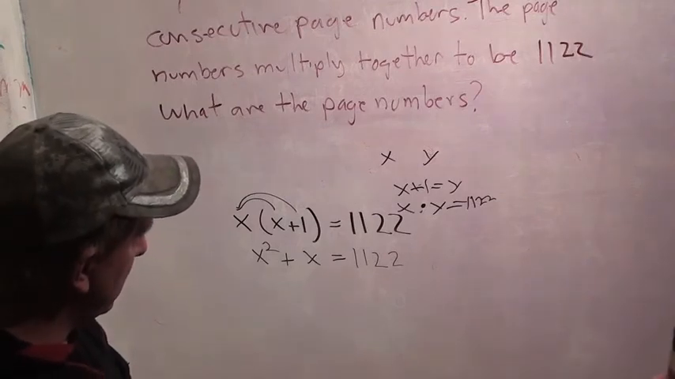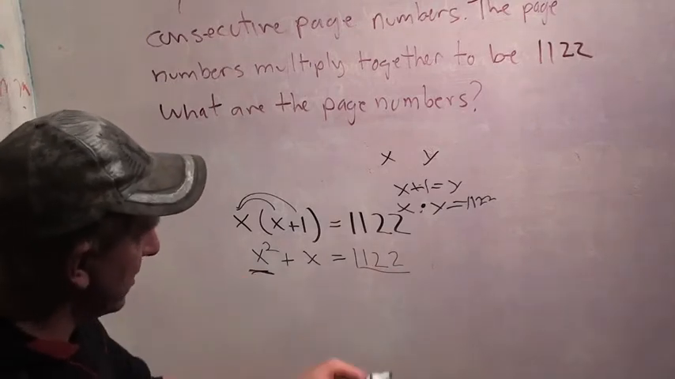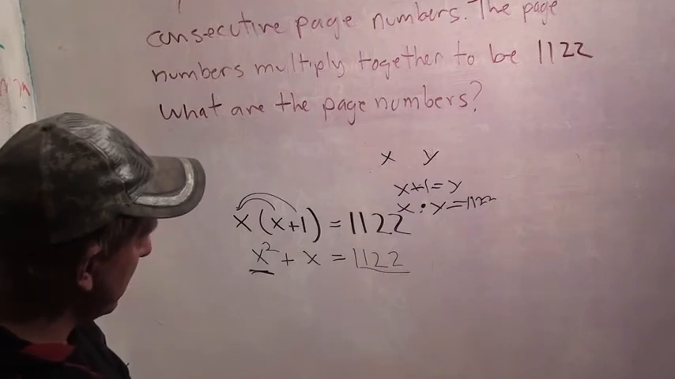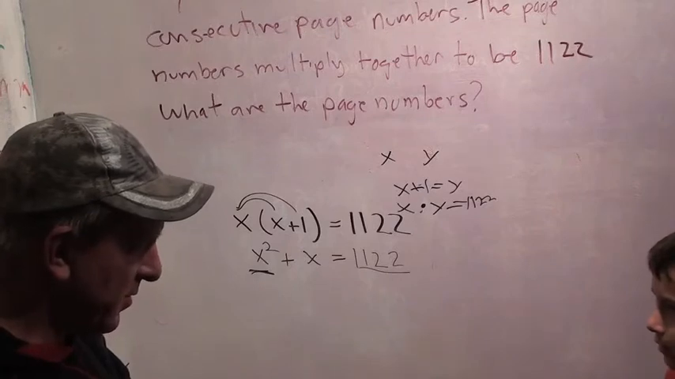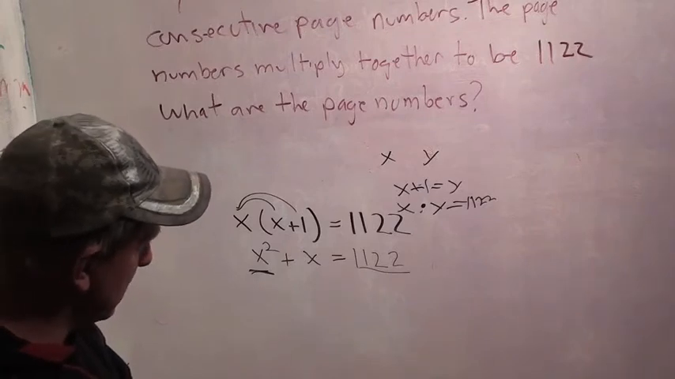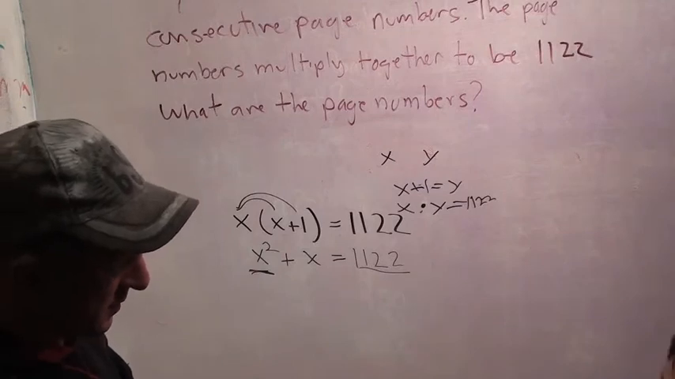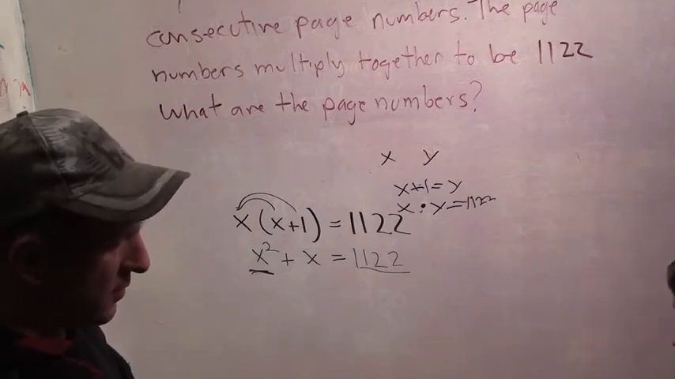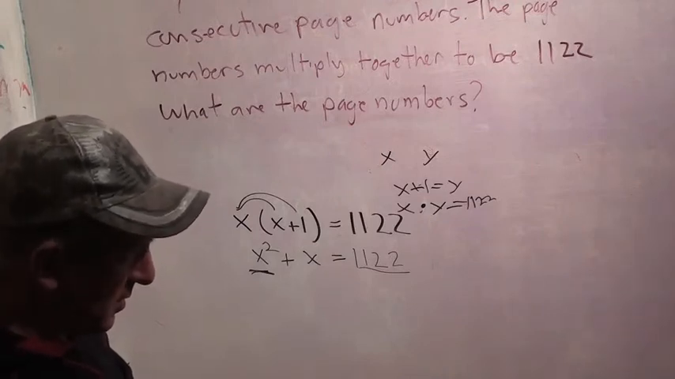Now you can try to start solving it from here by guessing a little bit if you want. You need to find an x squared that's very close to 1,122. Do you know any squares that are close to that? 100 squared is 10,000. That's too big. 80 squared is 6,400. Still too big. How about 50 squared? 50 squared is 2,500. Still too big.